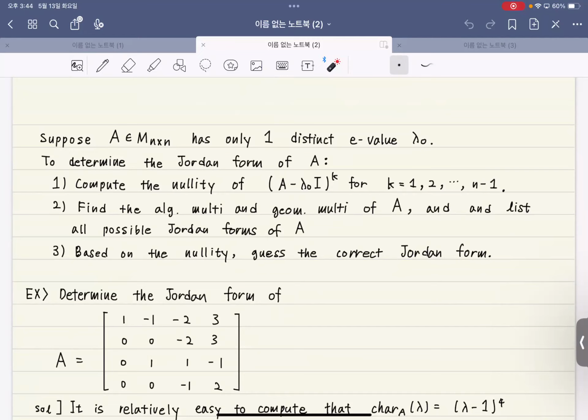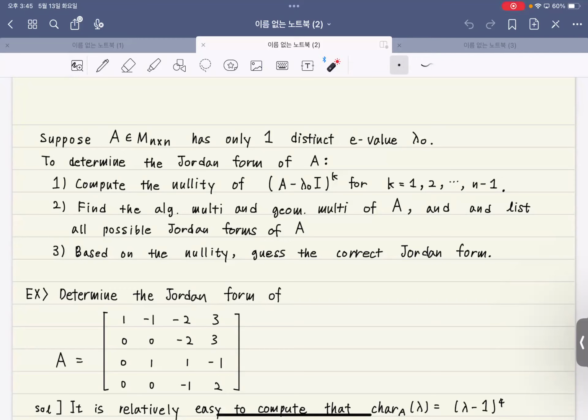If your matrix A has more than one distinct eigenvalue, you can actually determine the Jordan form of that matrix without too much trouble, because if you can determine the Jordan form for a single eigenvalue, then you can apply the same trick to the other eigenvalues. So for that reason, I will only focus on a matrix that has a single distinct eigenvalue. I want to determine the Jordan form of the matrix A.